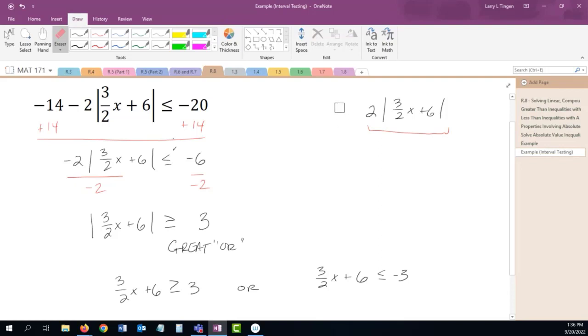Okay, good questions. And the same thing if it was minus 14 and it came after the absolute value, but it was still on the left-hand side of the inequality, same idea. I need to get rid of that subtract 14, so I add 14 to both sides.